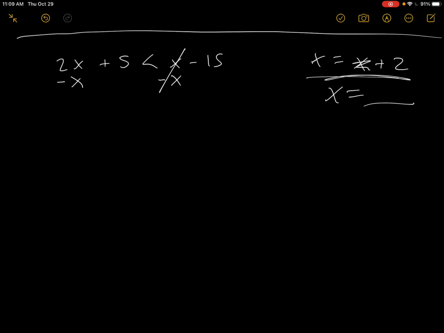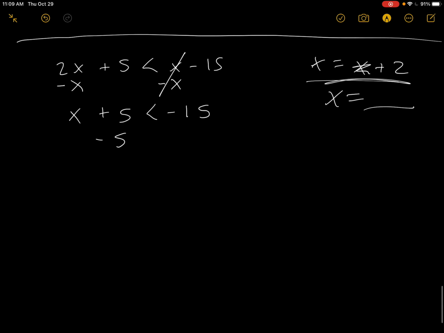Okay. 2x minus x is just x. That one was 0, so 0 minus 15 is just negative 15. Now I need to get rid of my 5. Negative 20. And that is my answer.